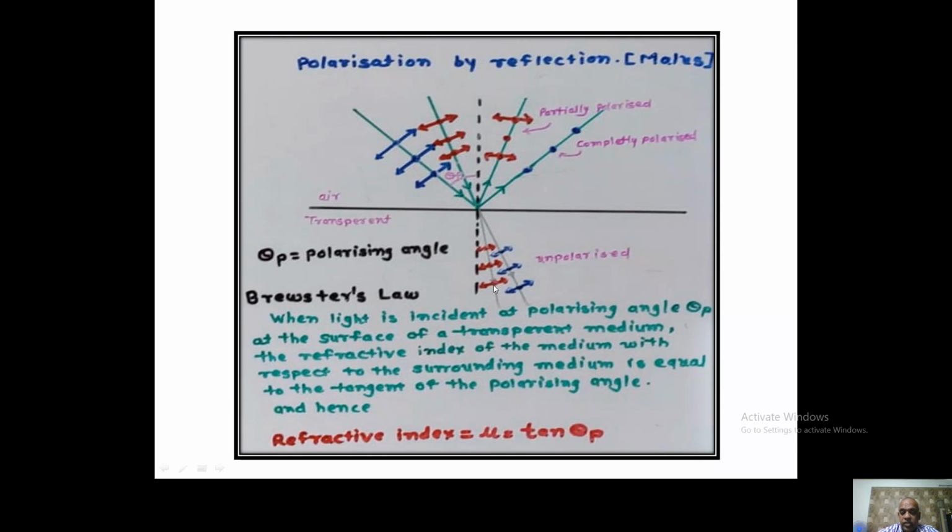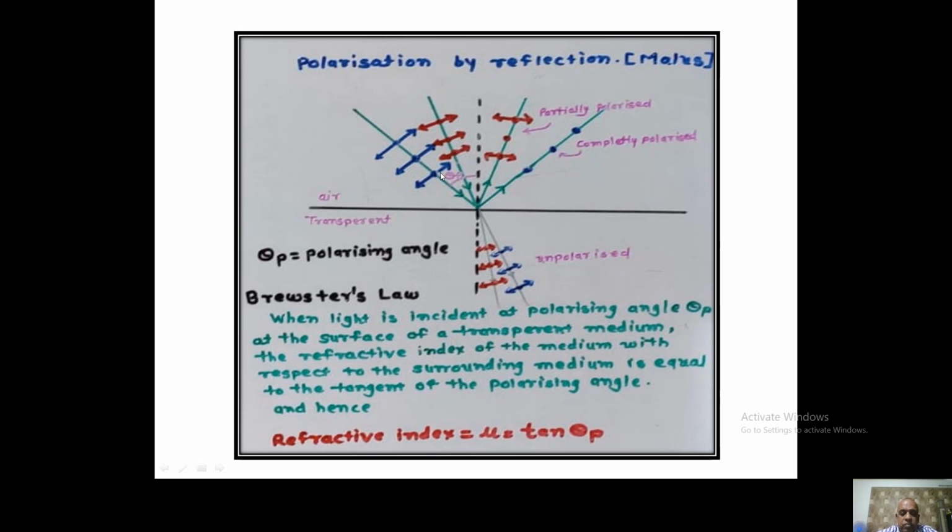Now see here, if we increase the angle of incidence, then at a particular angle of incidence, this unpolarized light becomes completely polarized in the reflection. And such an angle of incidence is called the polarizing angle. And this is nothing but polarization by reflection.